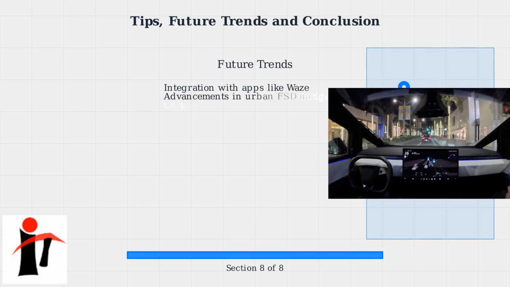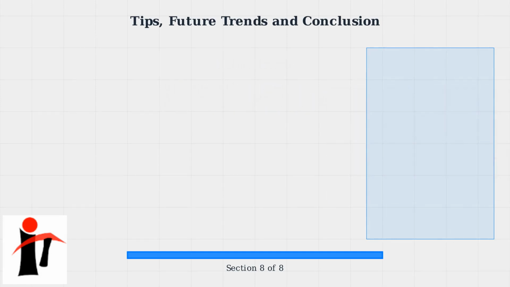Looking ahead, Tesla Navigation is evolving with future trends, including deeper integration with third-party apps like Waze for live traffic data, which will improve routing accuracy. Advancements in urban Full Self-Driving navigation will enable smoother, hands-free driving in city environments. Tesla aims for complete autonomous planning and execution of trips, where the vehicle handles everything from route selection to arrival.